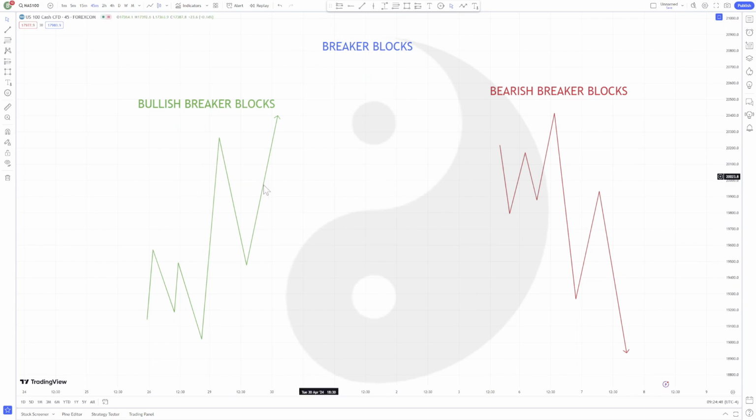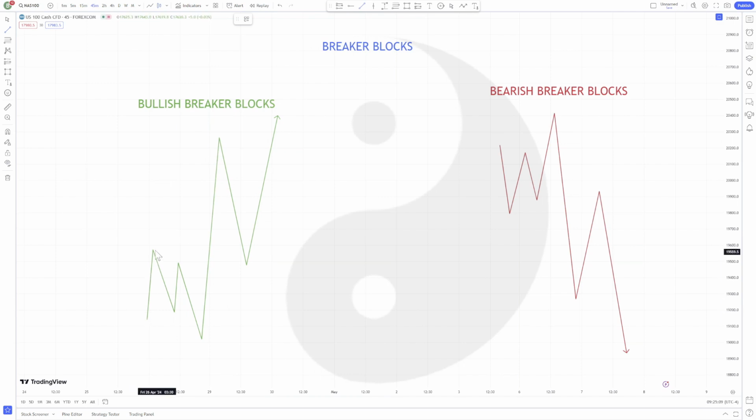Okay, so we have the bullish breaker blocks and the bearish breaker blocks. We're going to start with the bullish breaker blocks. So with the bullish breaker blocks, it's very easy to identify. Okay, now how can you identify this?